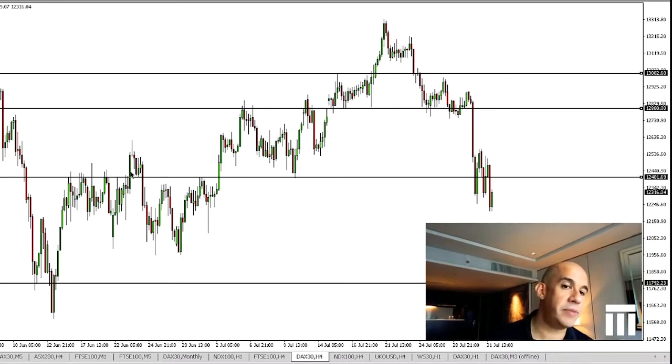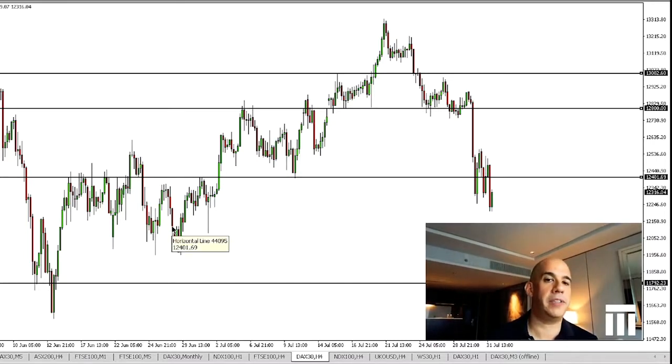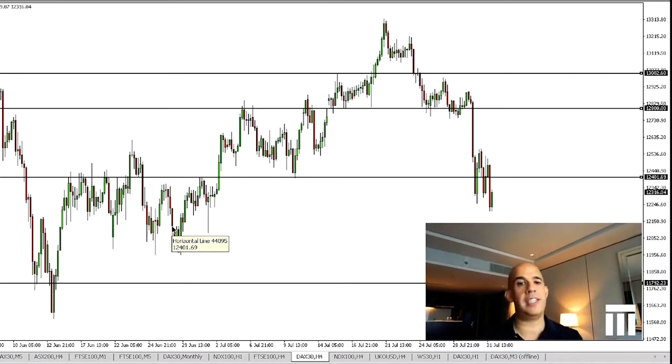And we need to be very careful of fake out moves. If this came up here, touched the level, came back, then yes, it can potentially go higher, but you can see it broke out again and just faked out, and really you would have to hold that trade for quite a considerable amount of time.